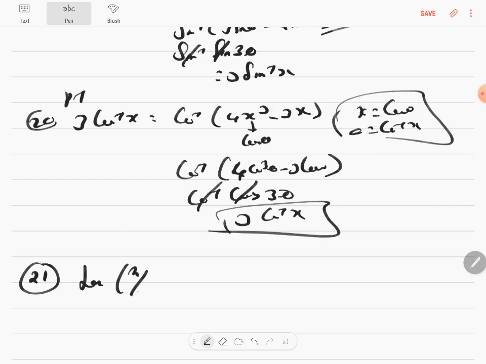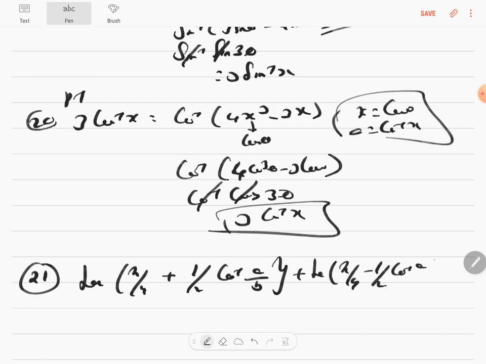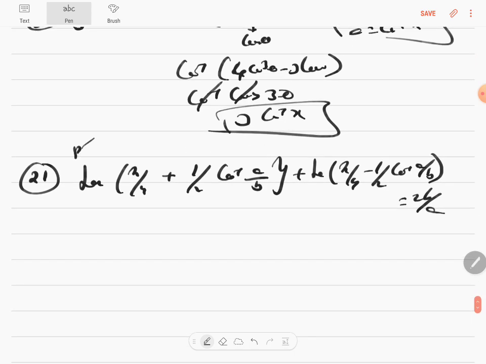Tan(π/4 + ½cos⁻¹(a/b)) + tan(π/4 − ½cos⁻¹(a/b)) is equal to 2b/a. You have to prove this. So take the left hand side. You don't want a half cos inverse.